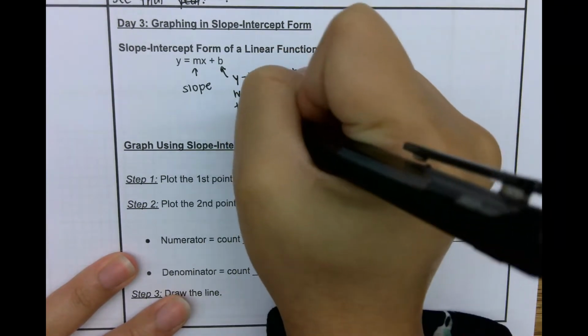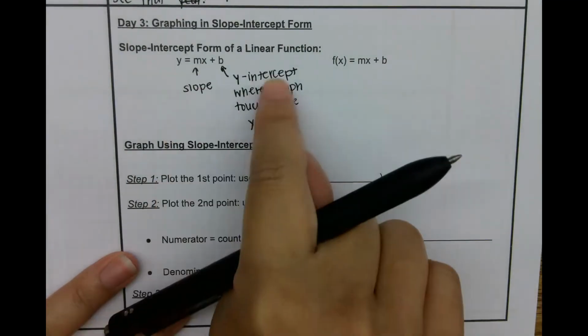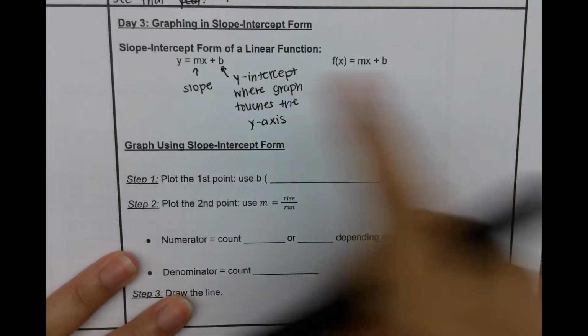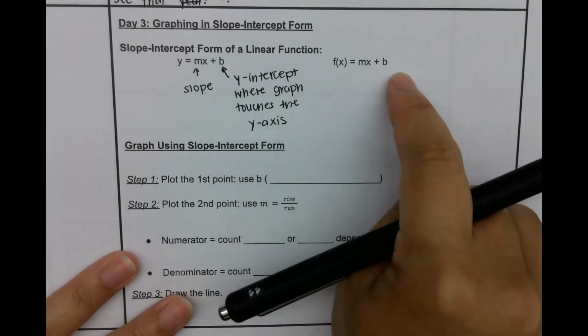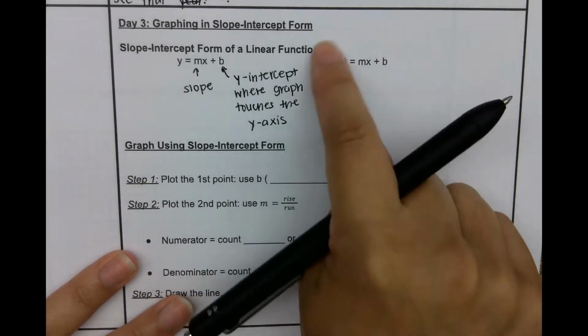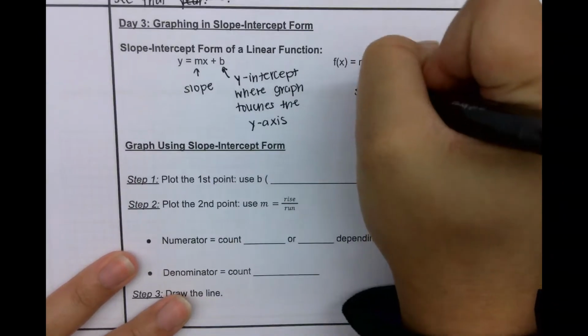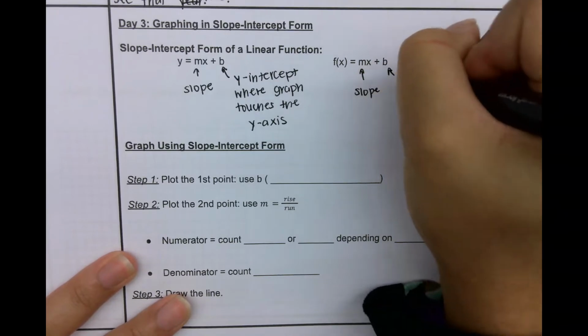The reason why this is called slope-intercept form is because it gives us the slope and the intercept. It can also be written in function notation. So instead of y, it would be f of x. F of x, again, means y. And again, m here is your slope, and b is your y-intercept.